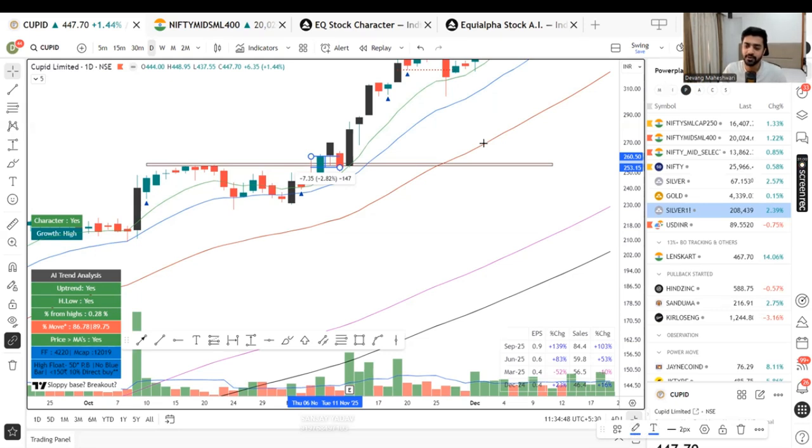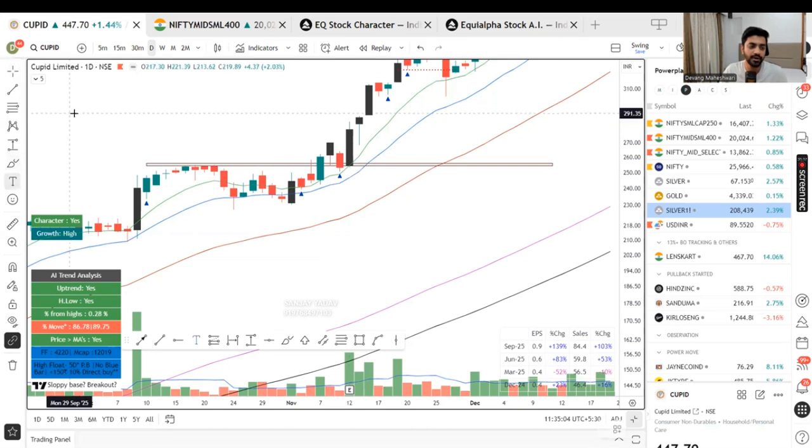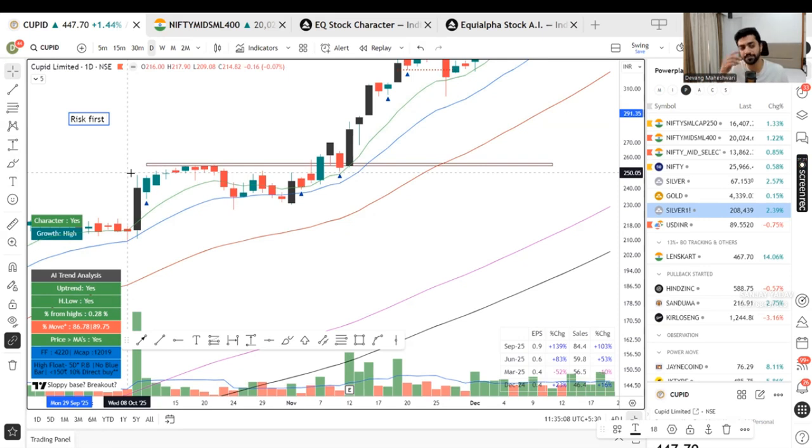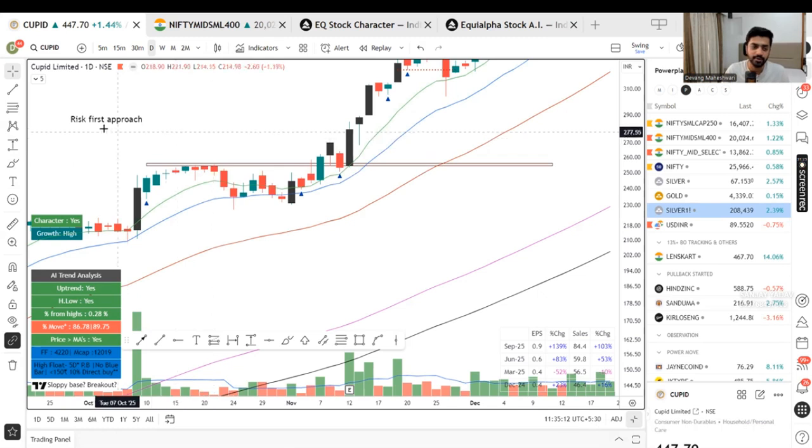Vikas says exit. What about others? What's the ideal thing to do now up here? Exit. Avinash says the simple reason is that if it can go up, it can go down also. And when we are trading, we trade on a risk-first approach. We don't think of returns first. We think of risk first. Always. And that's why this would have been an exit up here.